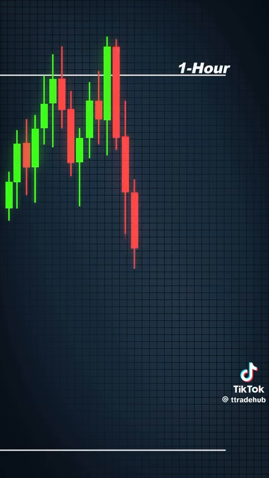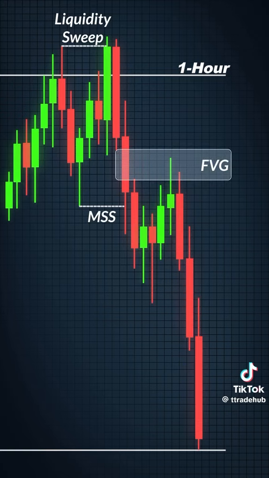The 1-hour time frame is also an excellent place to look for trades, especially between 1 a.m. and 3 a.m. This is when liquidity is usually accumulated and manipulated before the true move begins. By understanding this structure, you can recognize market manipulation, time your entries more effectively, and trade with greater confidence.